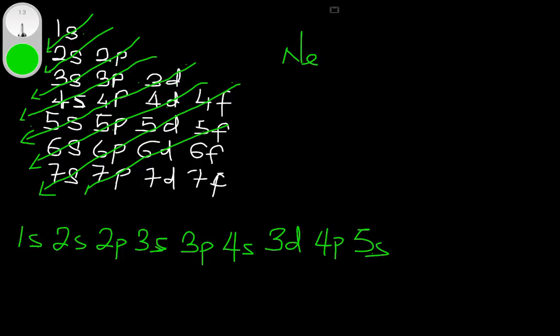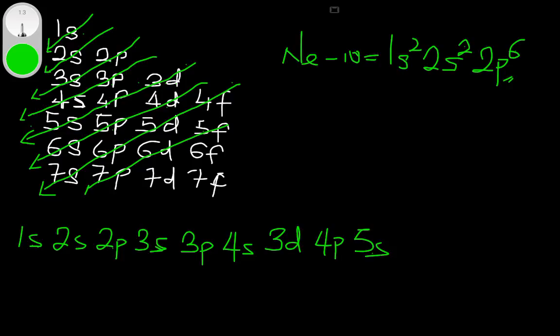Neon has atomic number 10, so 10 electrons have to go in. The first is 1s, so neon will take 1s2. The second is 2s. S can only take 2, so we have another 2. The next is 2p. P can take 6, so we have 6 here. If you count it, 2 plus 2 plus 6 gives you 10. So this is the electronic configuration of neon.